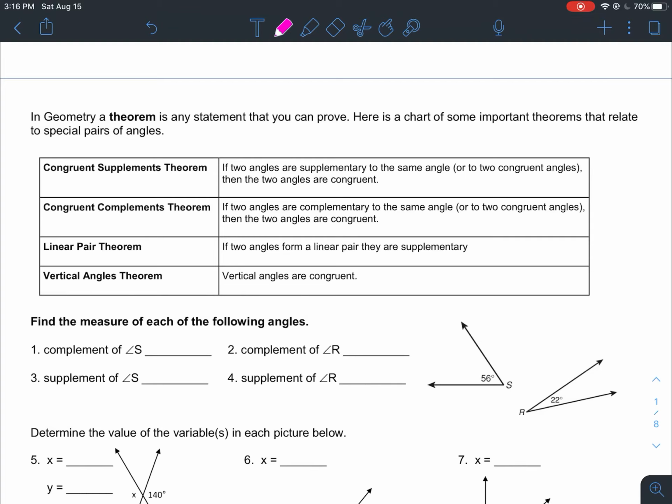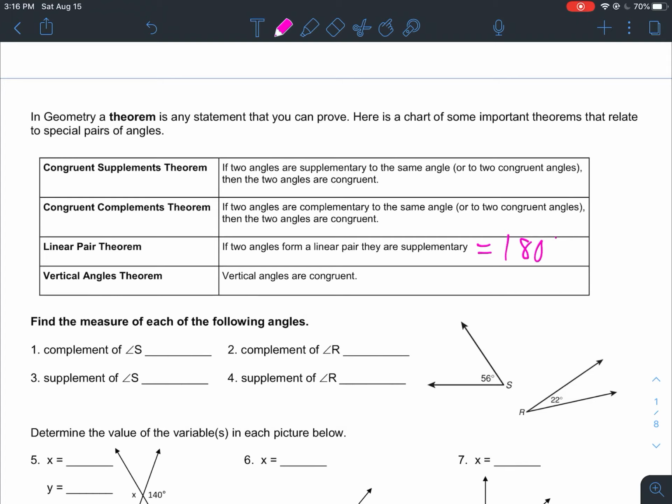So, linear pair theorem. If two angles form a linear pair, they are supplementary. We talked about that already, but if you ever see a linear pair, or if something ever says linear pair, you immediately know supplementary, and then you immediately know that they add up to 180 degrees.